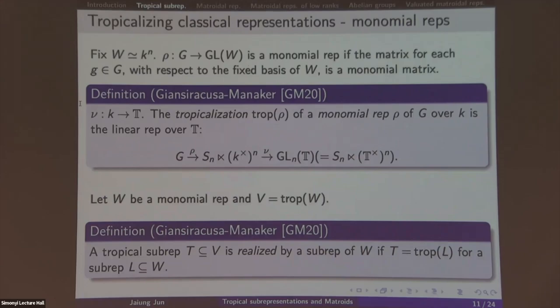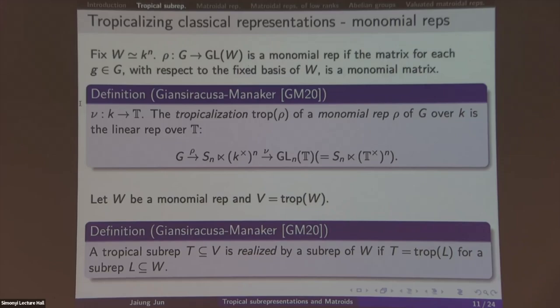And then in some special cases, they also introduce the notion of tropicalization of a representation. Once you have a classical vector space W, and you fix an isomorphism or fix a basis, then it is said to be a monomial representation, in their terminology, if the matrix for each g with respect to this fixed basis is a monomial matrix. With this fixed basis, they define the tropicalization of this monomial representation to be just taking the valuation of the non-zero entries of your matrix. And then they say a tropical subrepresentation: if you start with a monomial representation W, and V is the tropicalization of W, then a tropical subrepresentation T of V is realized by a subrepresentation if it comes from the tropicalization of a subrepresentation of W.